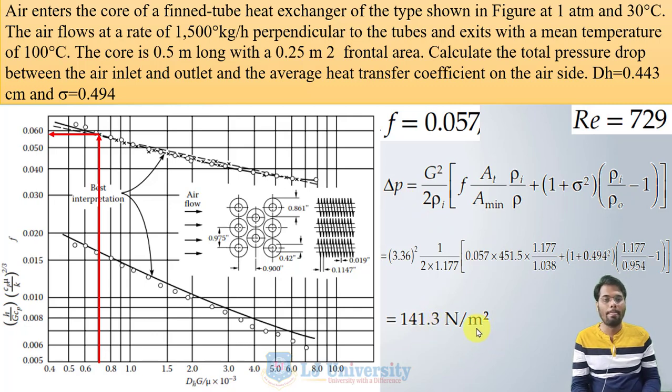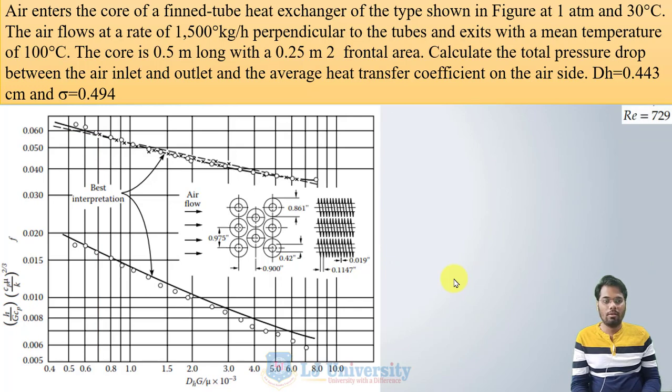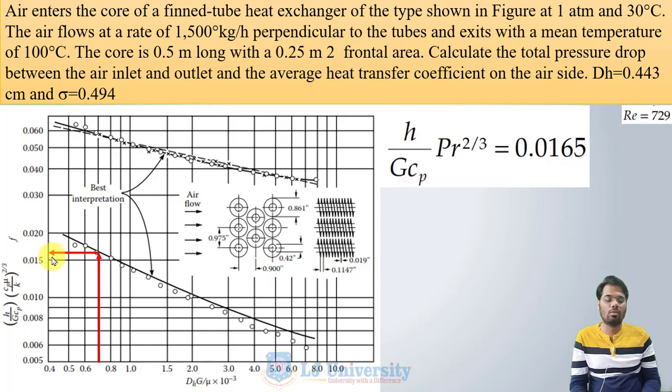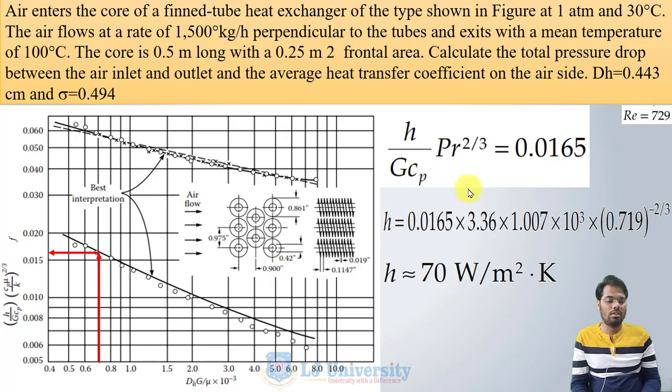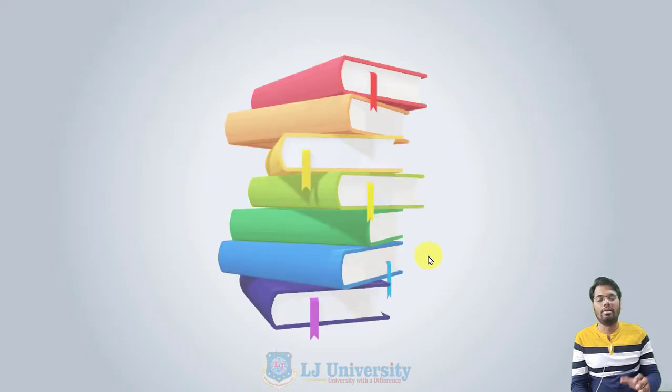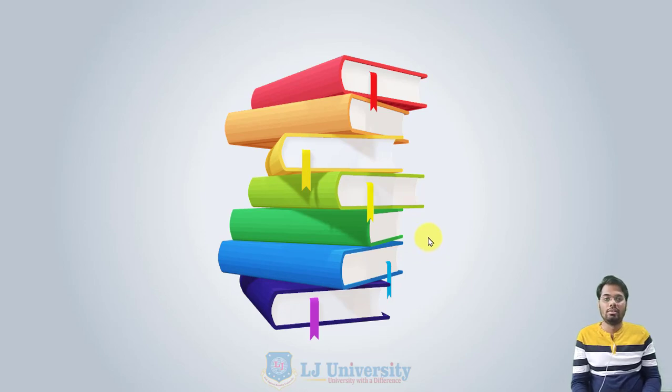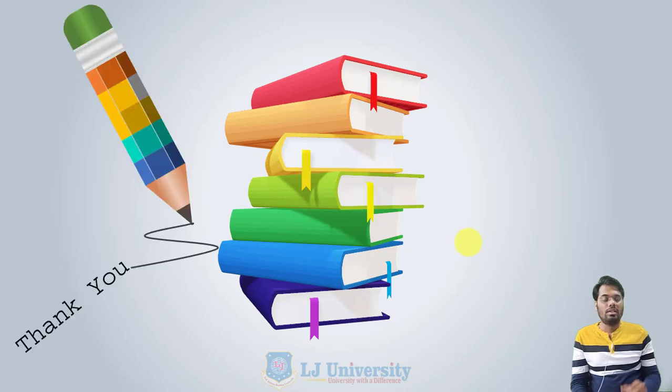Now again from the table for this Reynolds number, we can get the value of this relation, which is going to be 0.016 or 0.017. Now in this equation only h is unknown. So by putting in all the other values, we will get the value of h, which is 70 watt per meter square Kelvin. So this is how, by using the graph, we can easily find out the value of the friction factor and the relation between Prandtl and Stanton number. So this is how we are going to solve the numerical based on the compact heat exchanger. And that's it for today. Thank you so much.